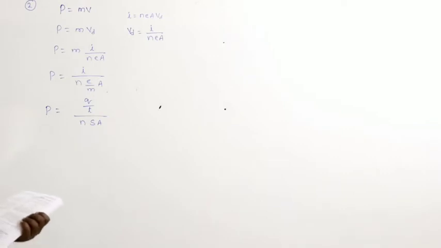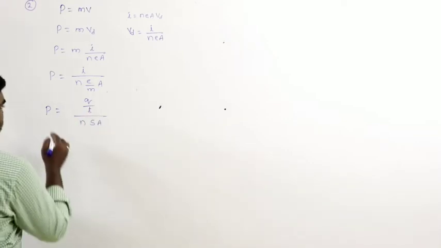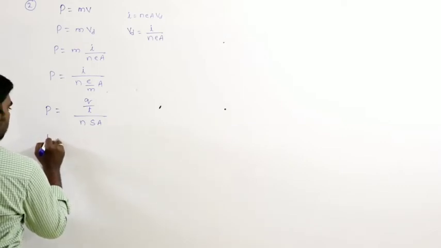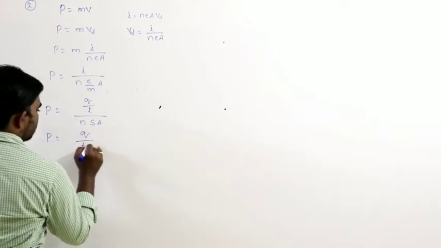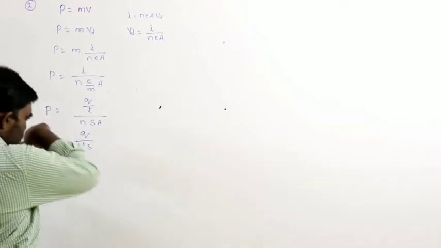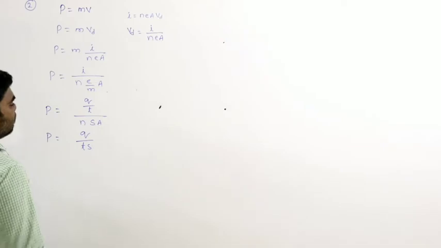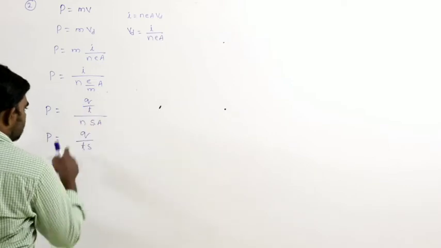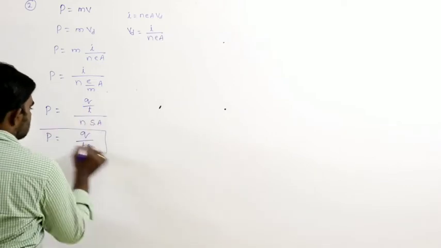What we have to calculate here is the momentum of all the free electrons per unit length of the conductor due to the drift velocity. So this is all electrons per unit length. P is generally Q by tS. n is the number of electrons per unit length, and A is the area of cross section of the conductor.